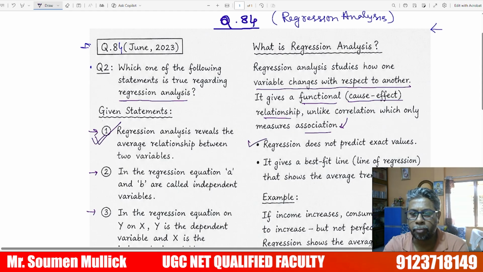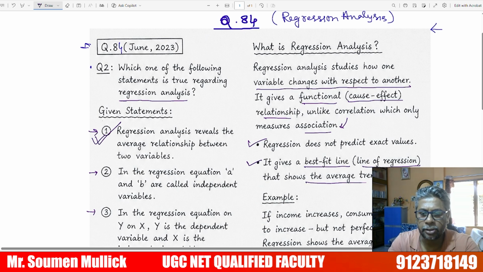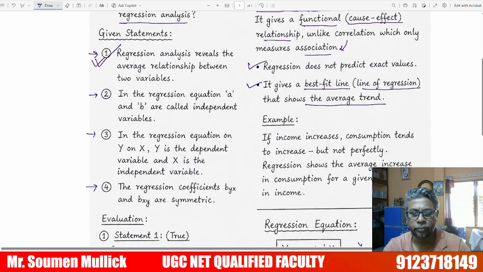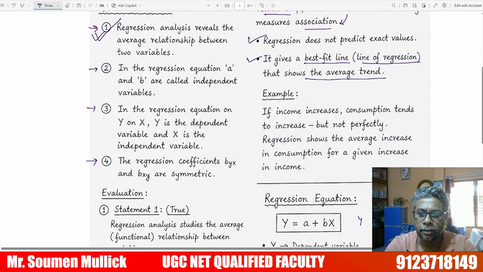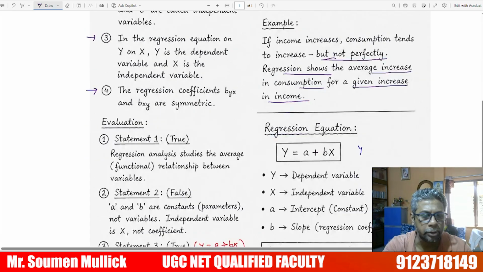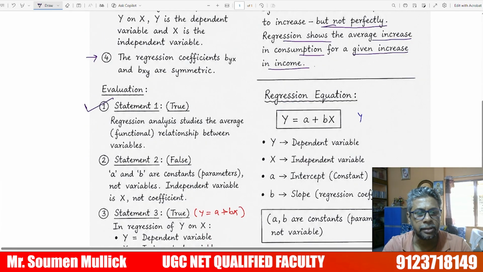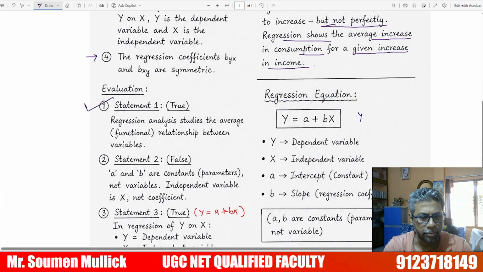Regression does not predict exact values. It gives a best fit line, called the line of regression, which shows the average trend. As an example, if income increases, consumption tends to increase but not perfectly. Regression shows the average increase in consumption for a given increase in income. So statement 1 is true. Regression analysis studies the average relationship between variables.